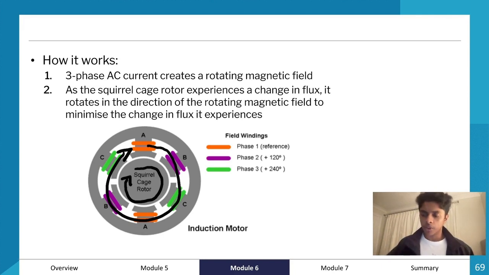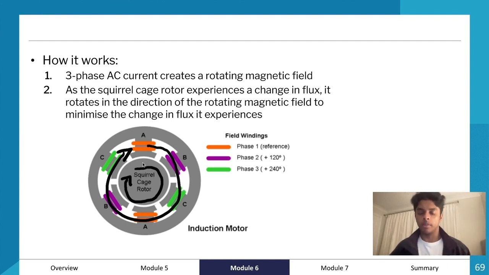And this rotating magnetic field will cause the field lines to cut through the squirrel cage rotor, and so the squirrel cage rotor will experience a change in flux, right? To minimize this change in flux, it will try and rotate in the same direction as the rotating magnetic field, to minimize the cutting of magnetic field lines, as it says. So if the magnetic field lines rotate in this direction, then to minimize the change in magnetic flux that the squirrel cage rotor will experience, it will also turn in that same direction, right?